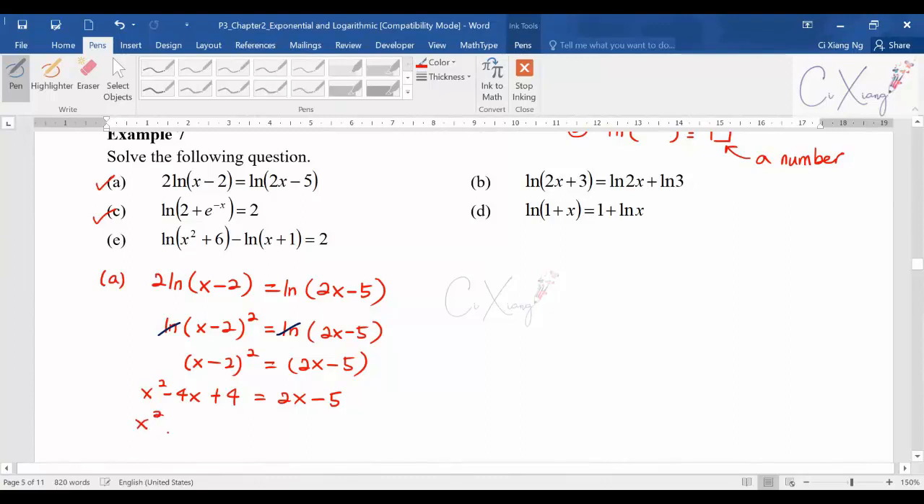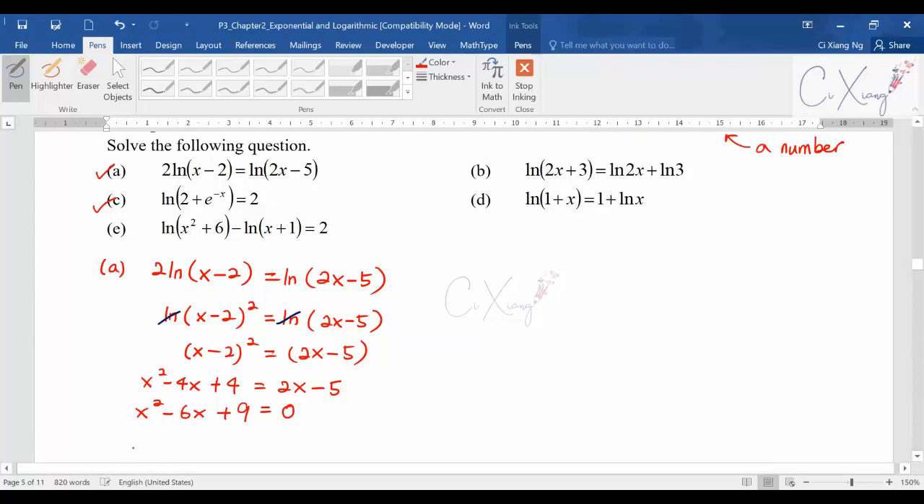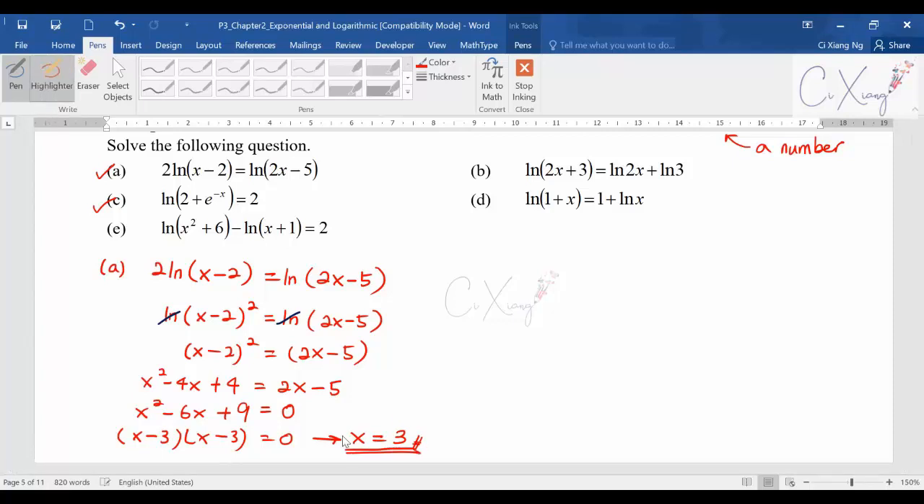Then you will realize that it becomes x squared minus 6x plus 9. If you continue further, you can see that it is (x minus 3) times (x minus 3). You can factorize it, and that equals 0, and therefore your answer is x equals 3. So this is how we solve the equation that contains log. For this example, I rephrased it into pattern number 1 that I showed you just now.